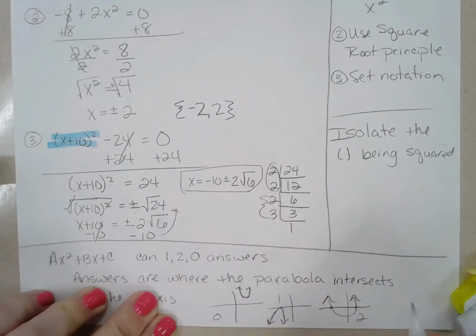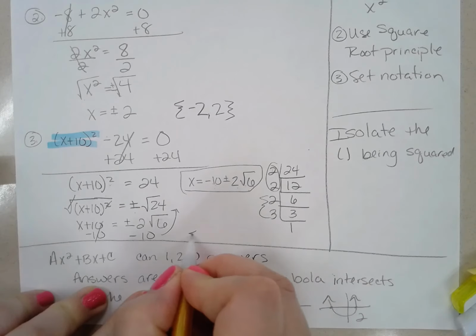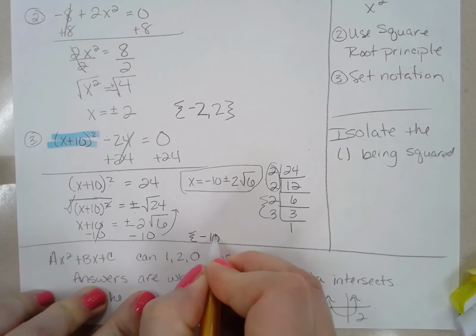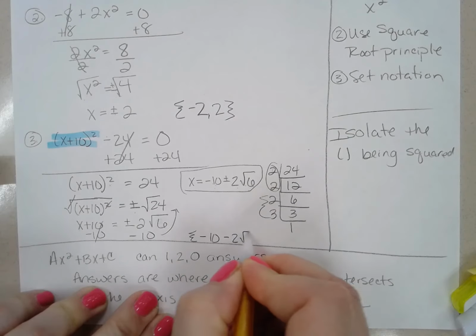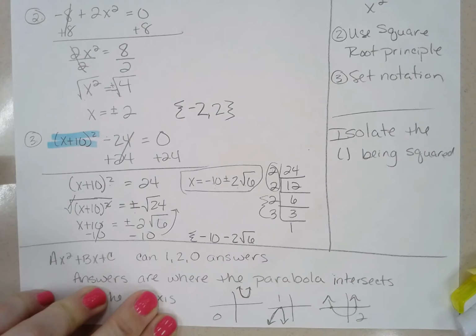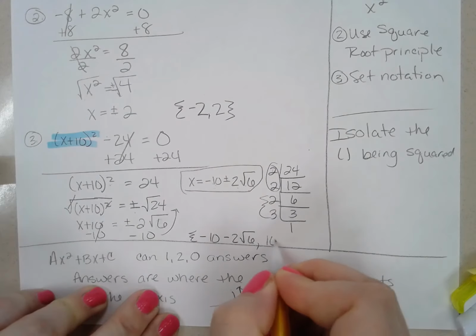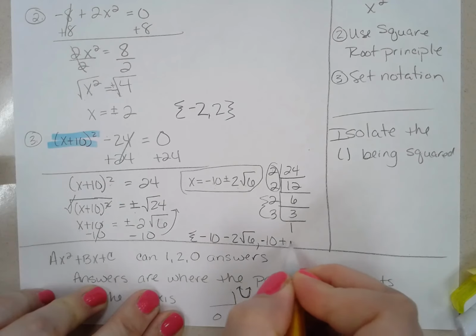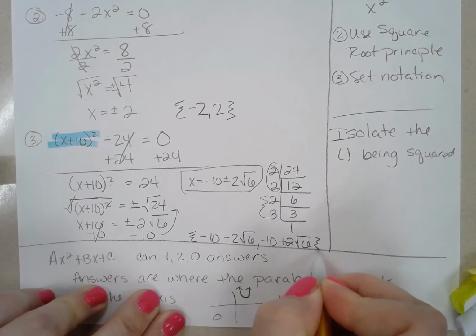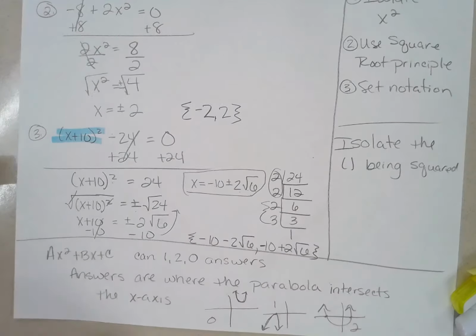So when we write this in set notation, I'm going to come down here, cram it in here. I'm going to say negative 10 minus 2 square root of 6, because that would be a smaller number, and the positive, negative 10 plus 2 square root of 6, would be my bigger number. So that would be my set notation.